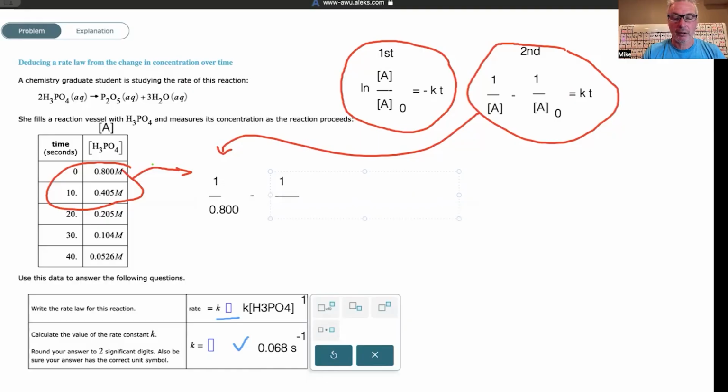So 1 divided by 0.405 equals, you know what? Actually, I'm going to put units in. I want to make a point. That's in molarity. Equals K times 10 seconds. Okay. Let's invert this. What's 0.8? 1 divided by 0.8 is 1.25.